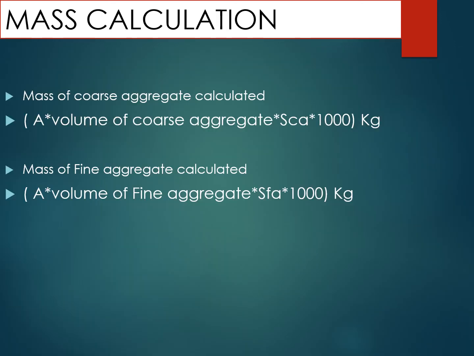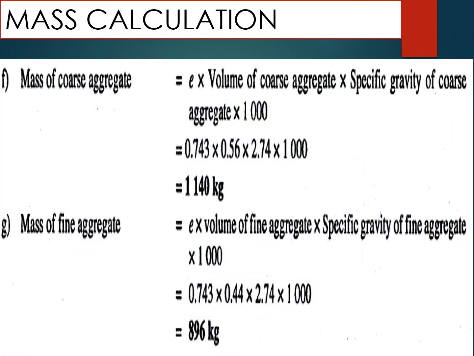So mass calculations will help you. Mass of coarse aggregate is calculated as E into volume of coarse aggregate into specific gravity of coarse aggregate into 1000. Similarly, mass of fine aggregate is calculated as E into volume of fine aggregate into specific gravity of fine aggregate into 1000, in kgs. So mass of coarse aggregate is equal to 1140 kgs and mass of fine aggregate is equal to 896 kgs.